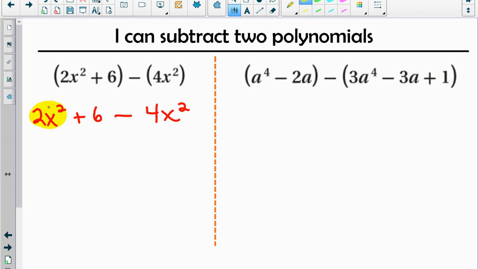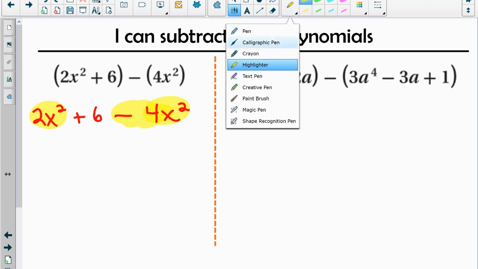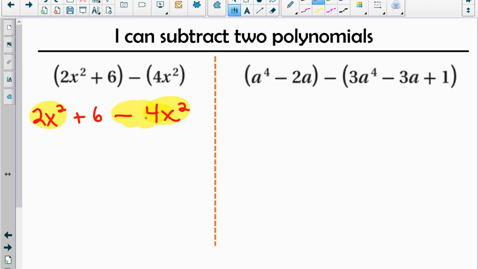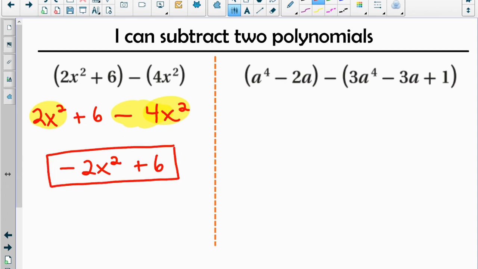So I take my x squared terms and combine them, keeping in mind I have to use that sign in front of the second one. And let's see, 2x squared take away 4x squared is negative 2x squared. Since my only term left is a constant term, I bring that down at the end. And the way that I did that is I made sure that my answer was already written in standard form.